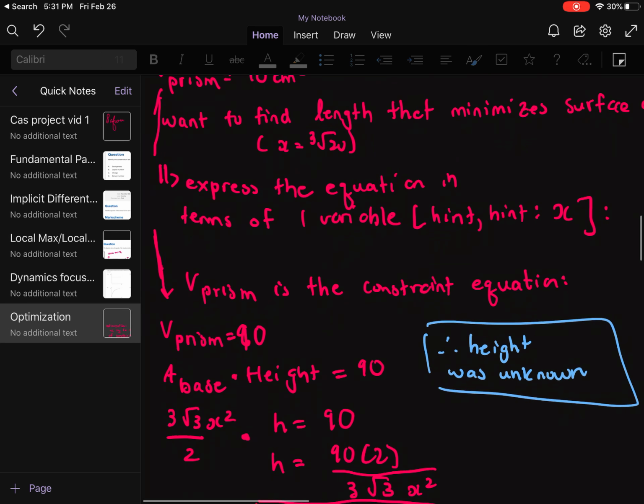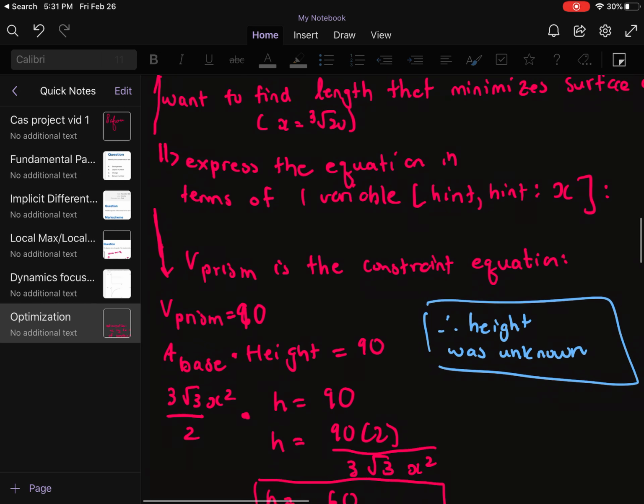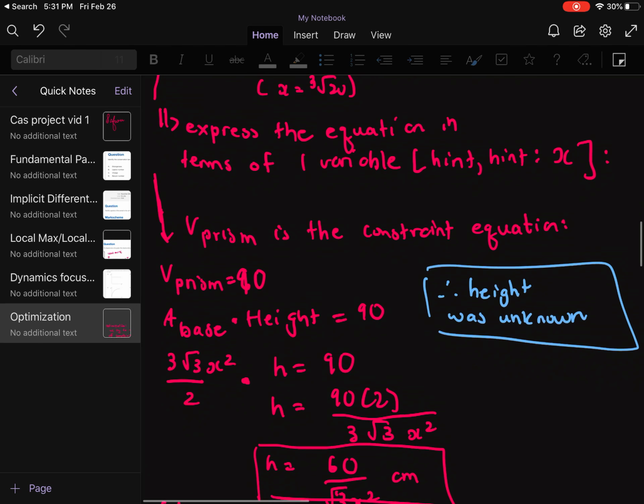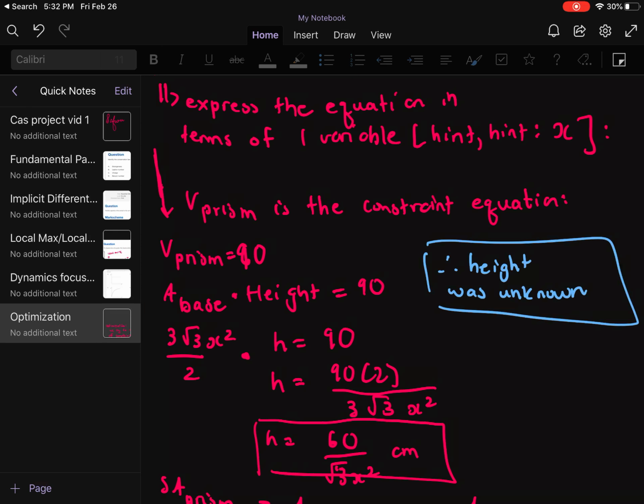So the volume of a prism is 90, and it can be represented by the area of the base times its height. What we want to do is express the height in terms of x, because when we differentiate that surface area equation, we can quickly find the derivative instead of implicitly differentiating it. So we isolate. So h is equal to 90 times 2 over 3 root 3 x squared. Notice the x squared goes to the bottom, not remaining on the top. So we can simplify this. 90 over 3 becomes 30. 30 times 2 is 60. So h is 60 over root 3 x squared centimeters.